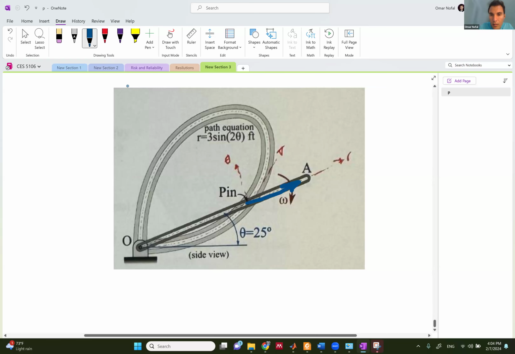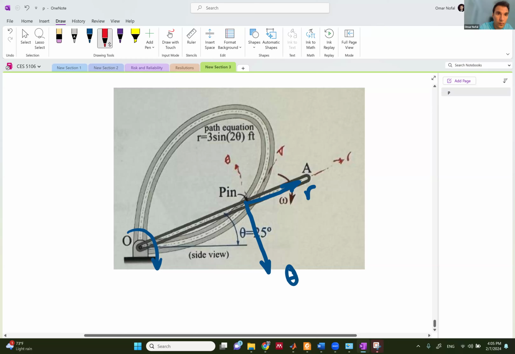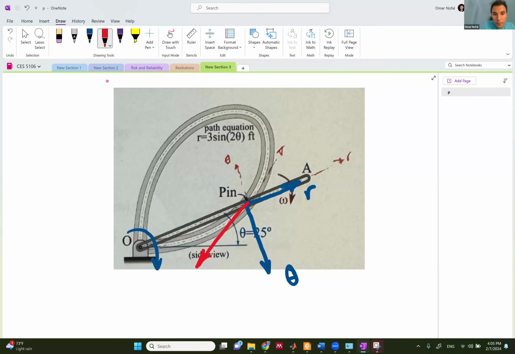This is R. And since theta is going down, how did I know that theta is going down? Because omega is turning this way. Since omega is this way, this is the velocity, so definitely this arm is moving down. So this is R and theta. The tangent and normal, since this is going down, let's make it in red. All right, so the tangent, and the normal is perpendicular going down.